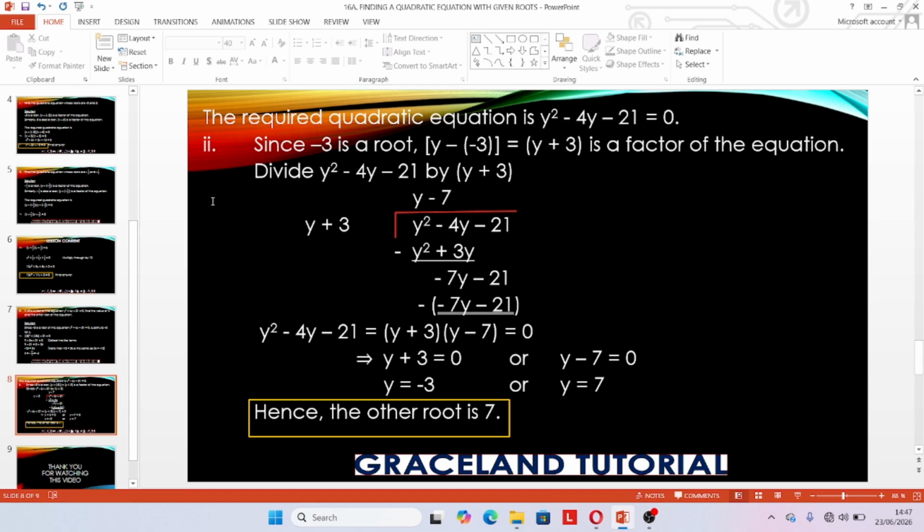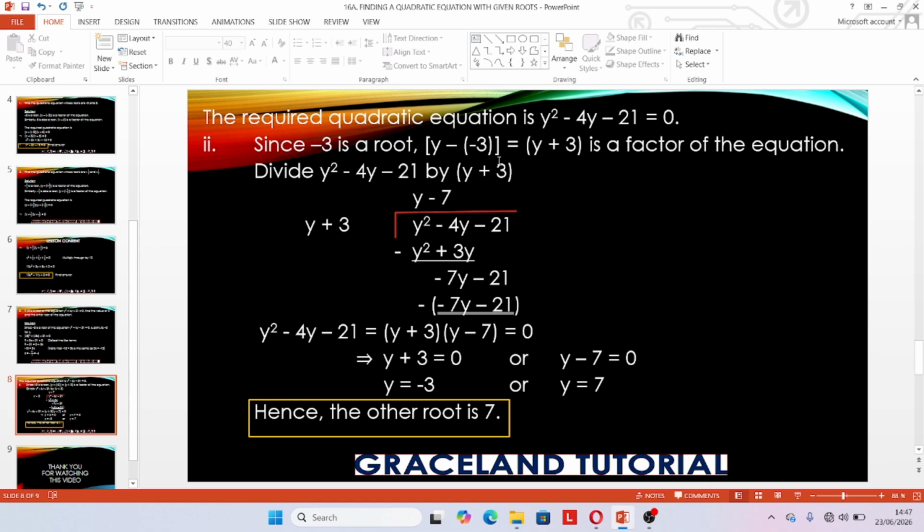Now, to calculate the other roots, since we've known k, to do that, quickly slot in minus 4 to replace our k. So the required quadratic equation is y squared minus 4y minus 21 is equal to 0. So where we have ky, it is now minus 4y. Now, you know that minus 3 is a root of the equation given to us.